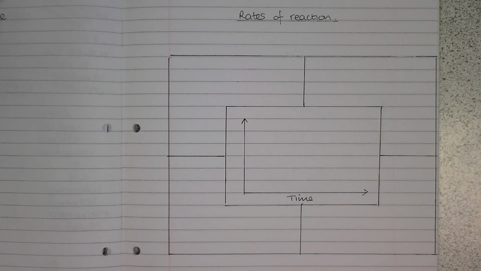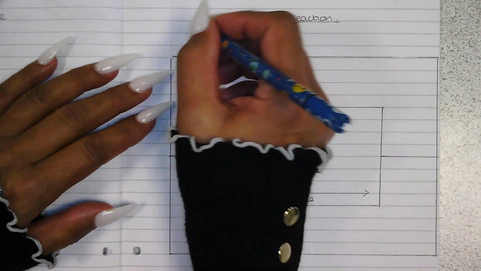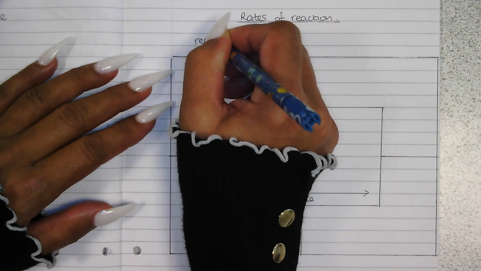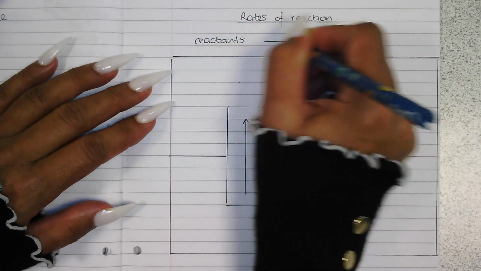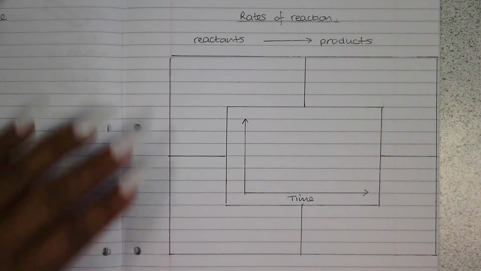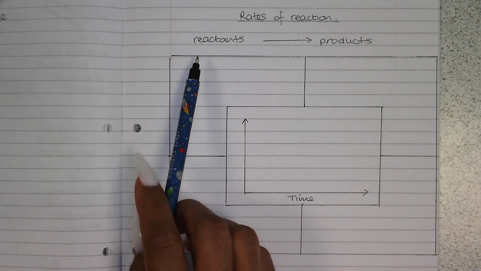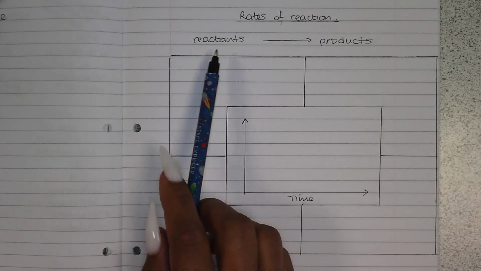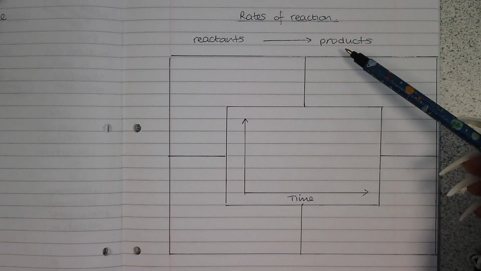Okay, let's learn about rates of reaction. This comes up in chemistry paper 2. A chemical reaction is where reactants turn into products. Atoms will rearrange themselves, bonds will be broken, and then bonds will be made.